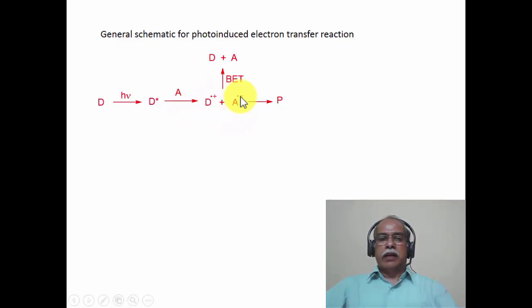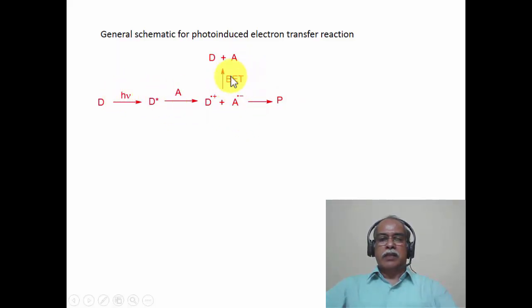Once the ion radicals are produced, they are free to undergo two types of reaction. One, they can undergo chemical reaction to go to the product. There are several different types of chemical reactions this ion radical pair can undergo to go to the product, or they can simply undergo a back electron transfer, abbreviated as BET, in which case the acceptor anion radical donates back an electron to the donor cation radical, and it produces the donor and acceptor in the process by wasting the energy of the photon that is absorbed.